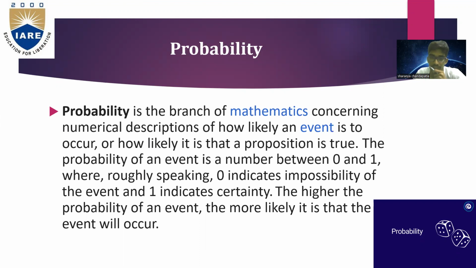The probability of an event is a number between 0 and 1, where, roughly speaking, 0 indicates impossibility of the event and 1 indicates certainty. In other words, we can say that 0 is the unsuccess rate and 1 is the success rate. The higher the probability of an event, the more likely it is that the event will occur.